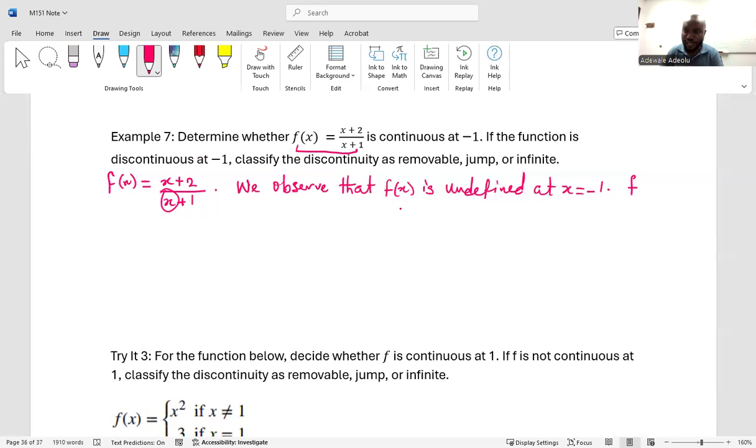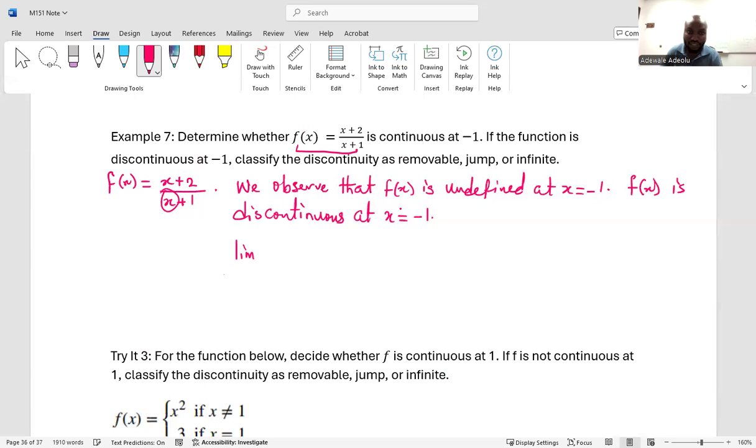Conclusion, f of x is discontinuous, or not continuous, at x equals -1. The next thing now is to classify that discontinuity, if it is removable, jump, or infinite. And to do that, we need to talk about the limit.